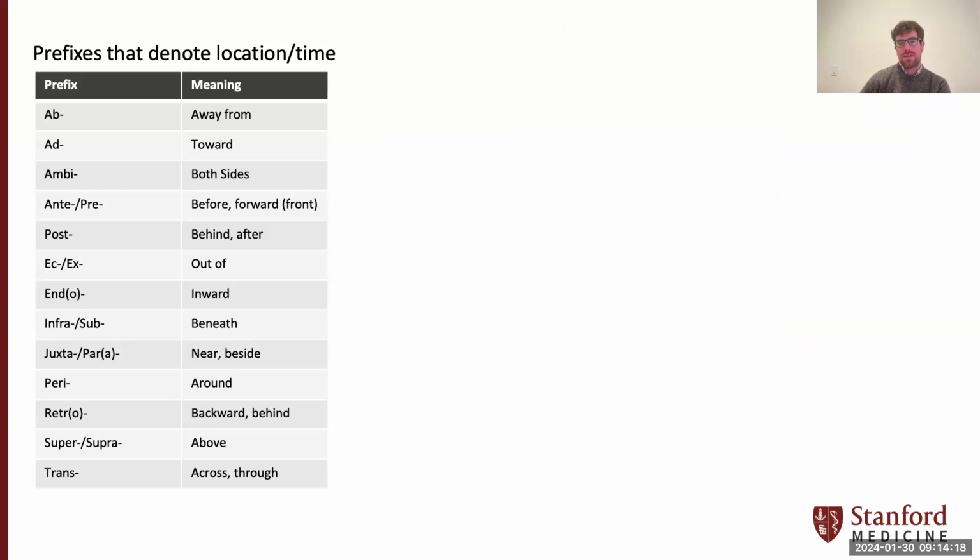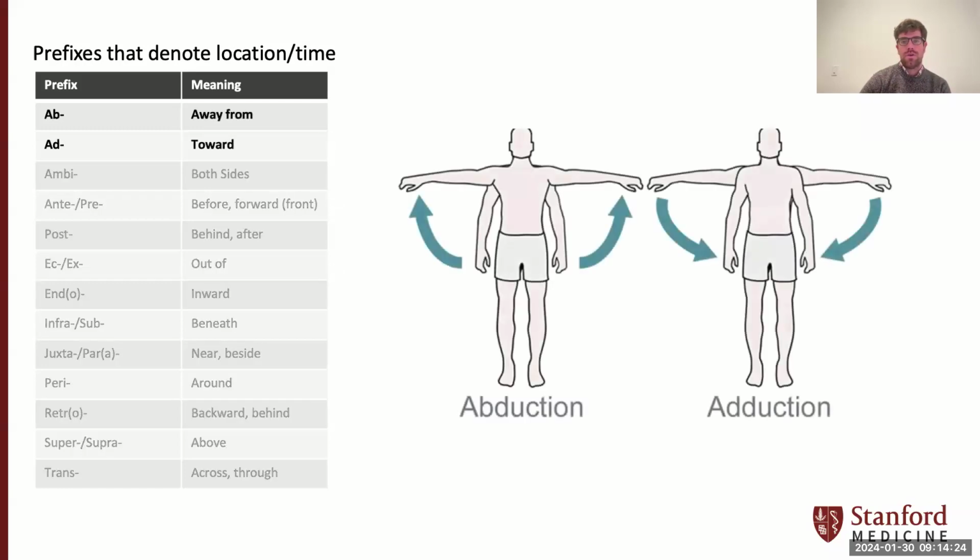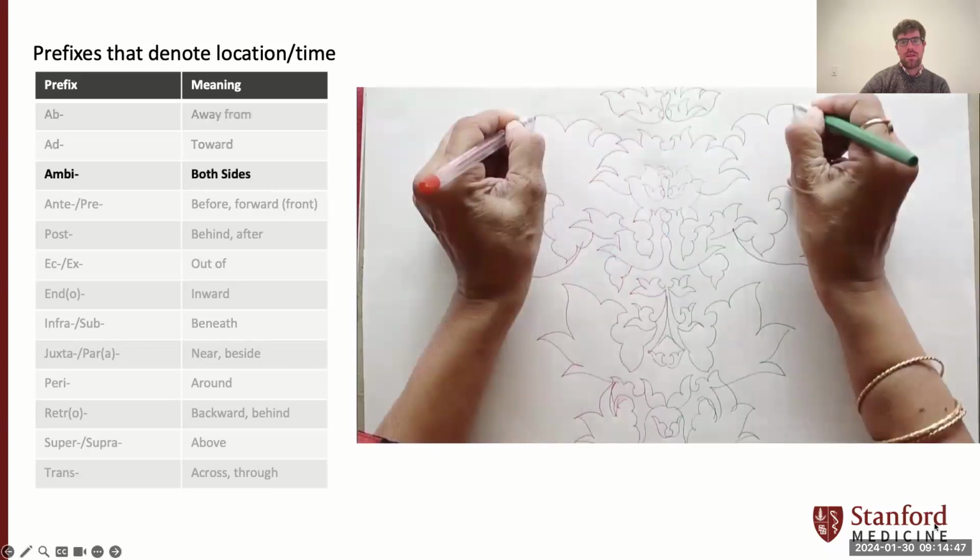Next up, we have prefixes that denote location or time. The first that I bring up is AB and AD. This is most often used in neuromuscular testing. Abduction is away from center, whereas adduction is toward the center. Describing this accurately plays a really important role in localizing neuromuscular and joint pathologies. Ambi means both sides. In general terminology, this is often used to describe ambidextrous people, who can use both hands equally, as you're seeing here.